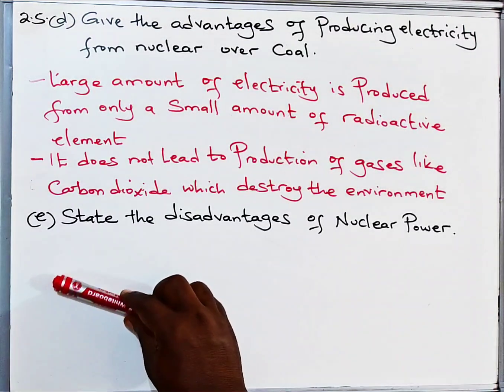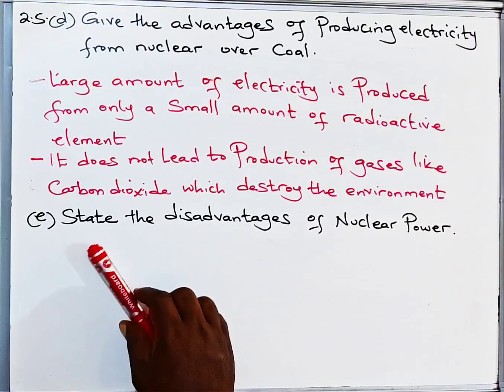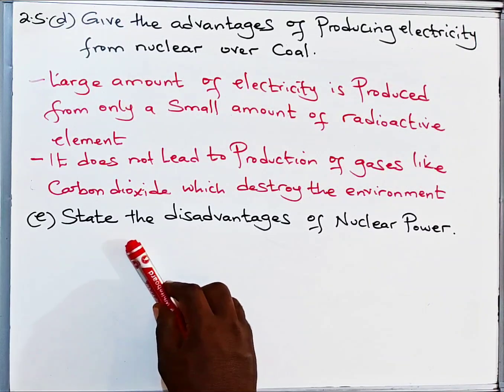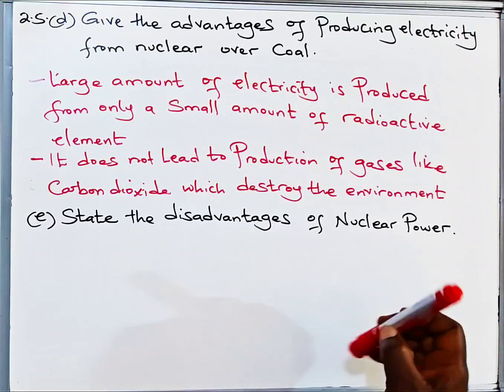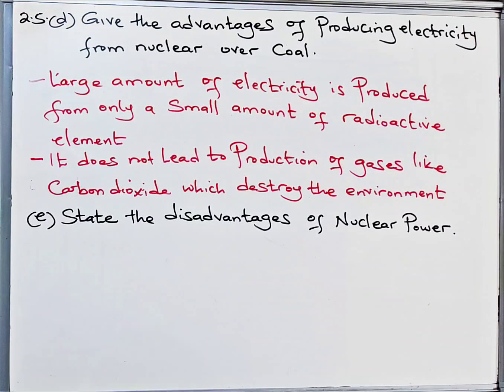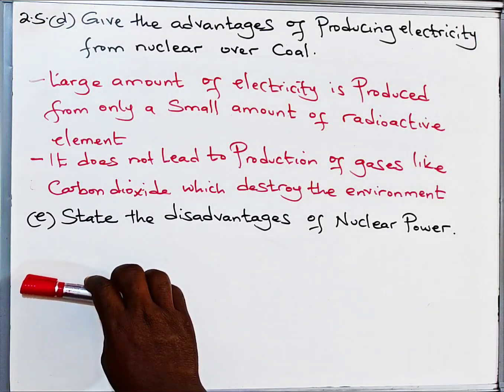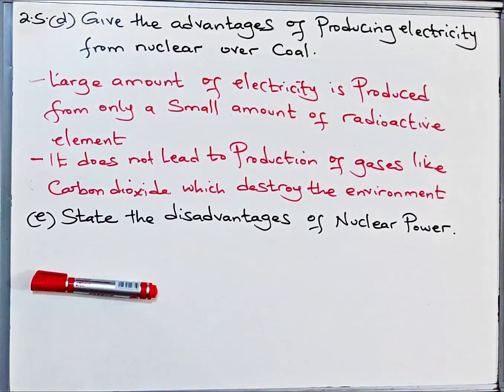Then we come to this question. It says state the disadvantages of nuclear power. What are they? The first one is that nuclear power requires a large initial cost of construction. To establish a nuclear power station, you need a lot of cash, a lot of money. That's why most of the poor countries don't have them.